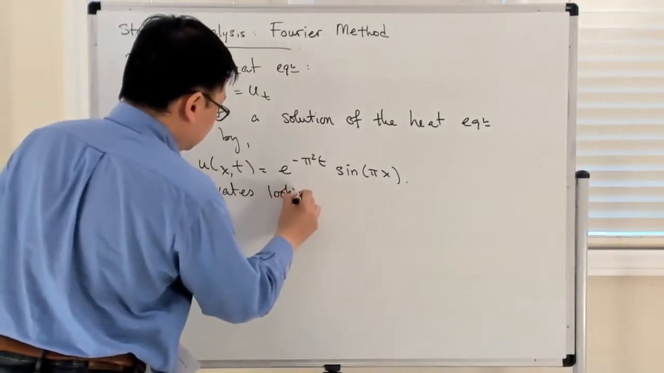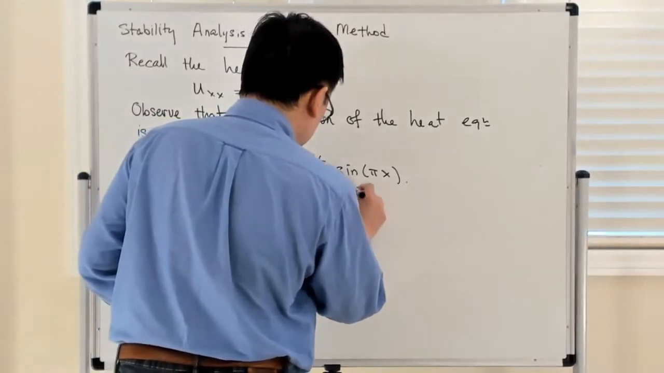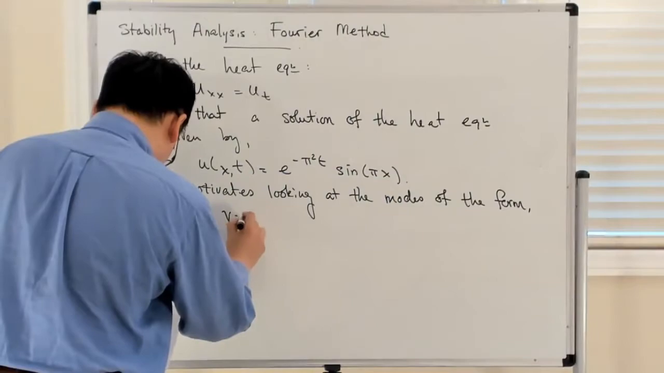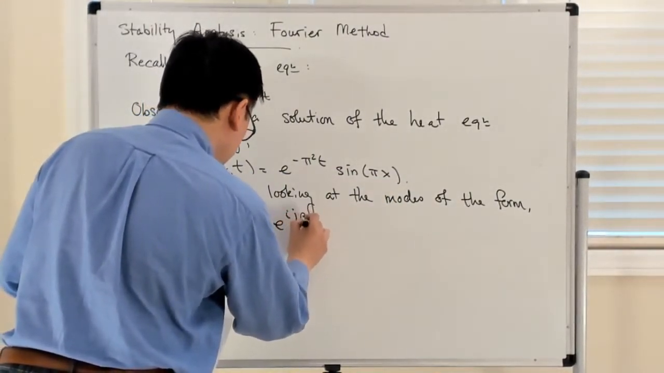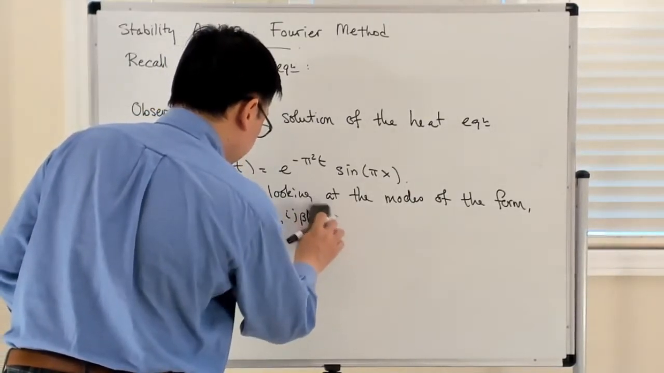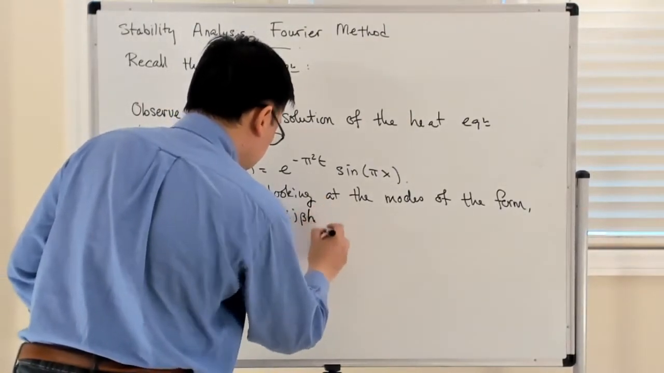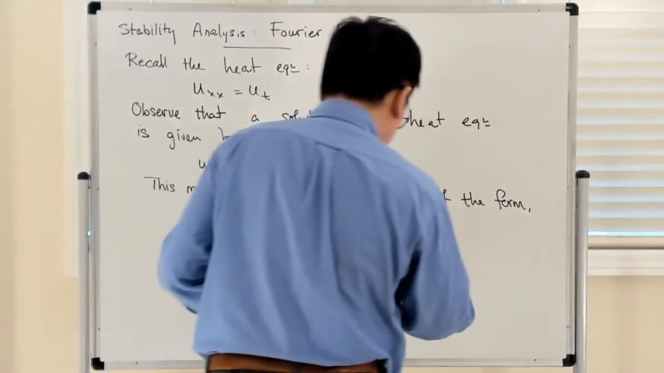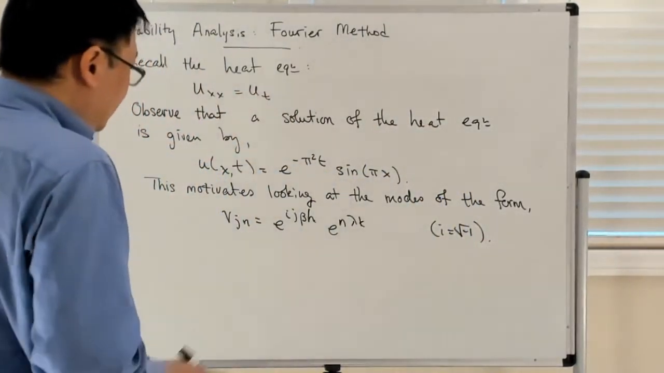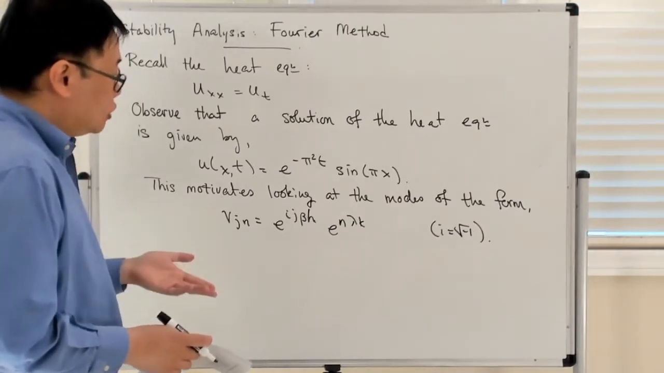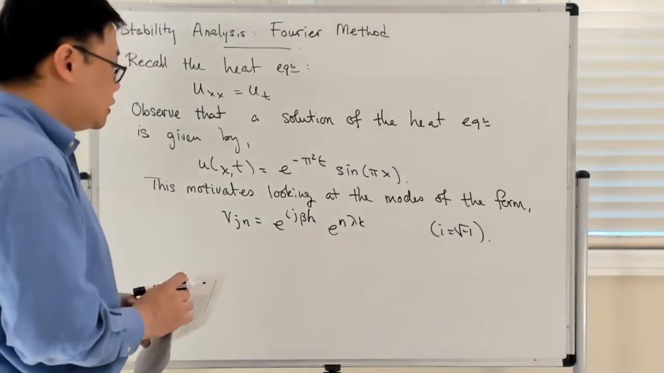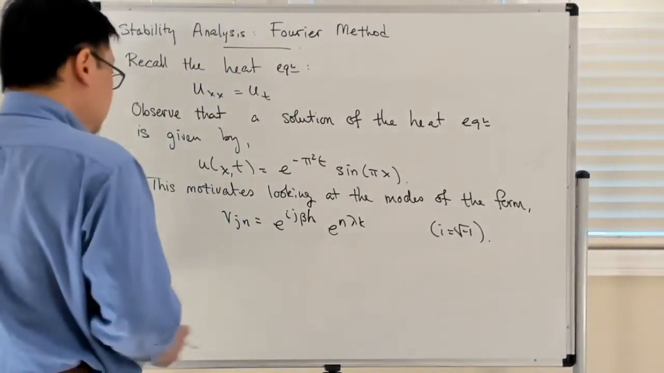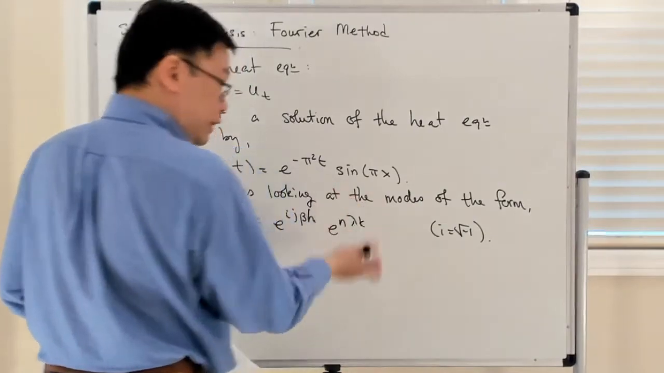So this motivates looking at modes of the form V_j^n, which is of the form e to the i j beta h, times e to the n lambda k, where i is the square root of minus 1. So again the idea is to have something which is exponential in time and sinusoidal in space. Of course you can write sines and cosines in terms of exponentials of imaginary terms, which is what you have here, and then there's an exponential term here. So this is going to play the role of the sines and cosines, and this is going to play the role of the exponentials.